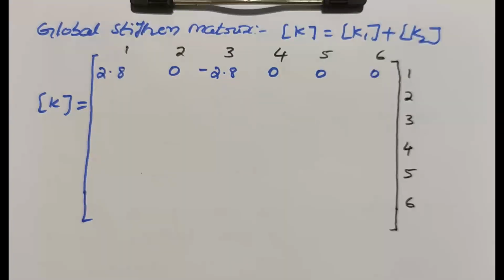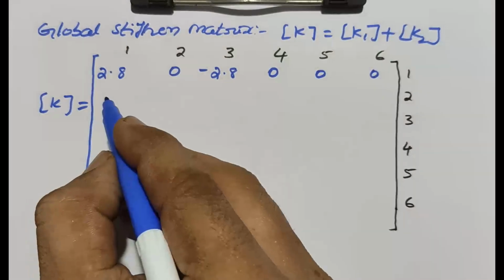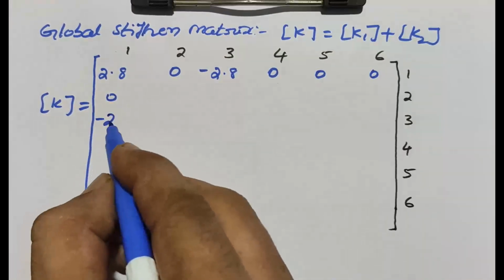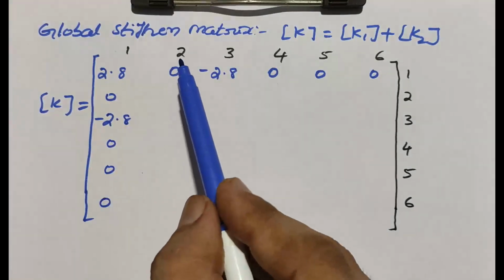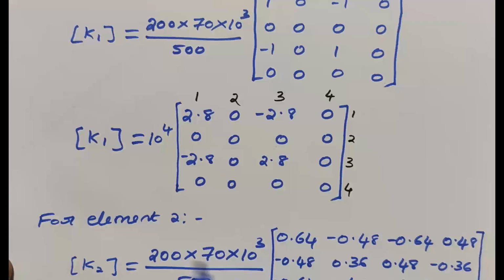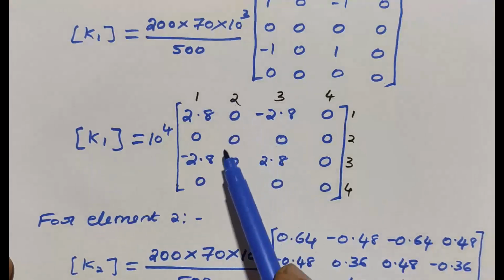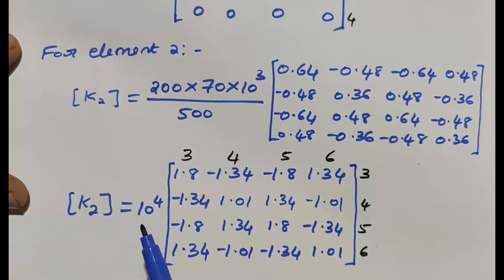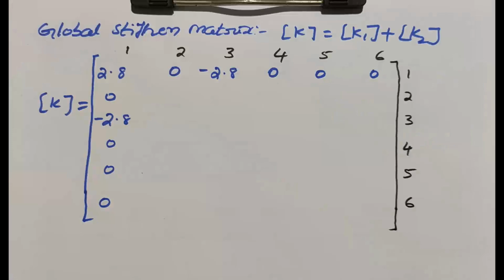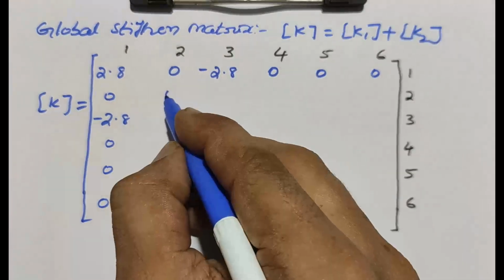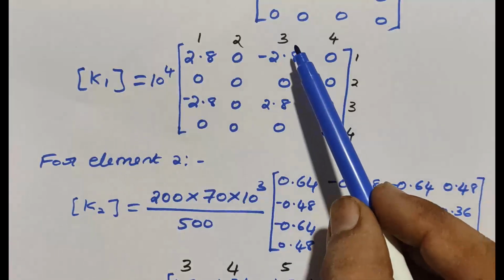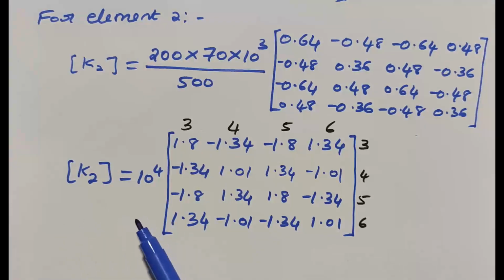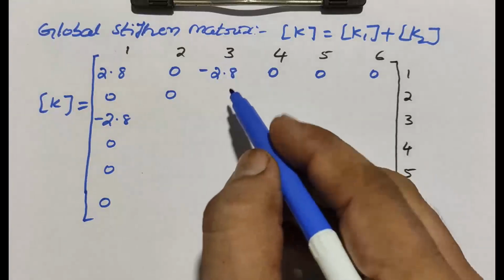See, due to symmetry you can write this first column. It is 0, minus 2.8, 0, 0, 0. Next we need the element corresponding to 2 and 2. See, in K1 the element corresponding to 2 and 2 is 0. But in K2 we don't have any element corresponding to 2 and 2. Therefore the element corresponding to 2 and 2 is 0. Next we need the element corresponding to 3 and 2. See, in K1 the element corresponding to 3 and 2 is 0. But in K2 we don't have any element corresponding to 3 and 2. Therefore here the element corresponding to 3 and 2 is 0.